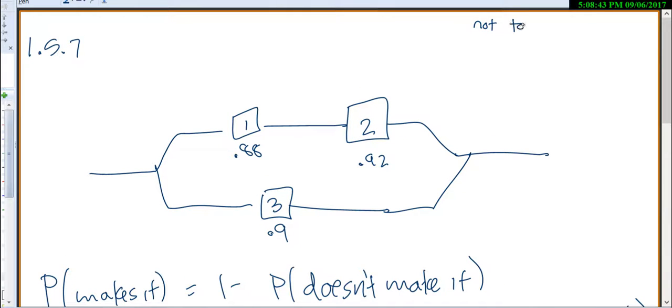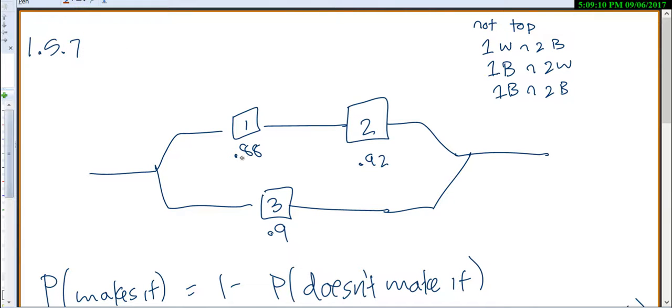So not through top. Either number 1 works and 2 broken, or 1 broken and 2 works, or 1 broken and 2 broken. Either way, it's not going to go through the top if any of those happen, right? So let's add up those possibilities.